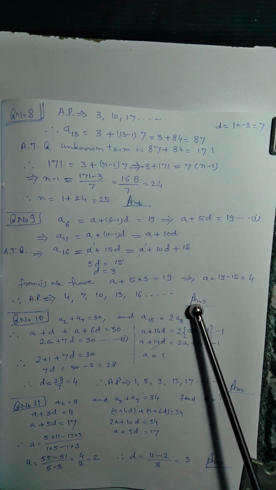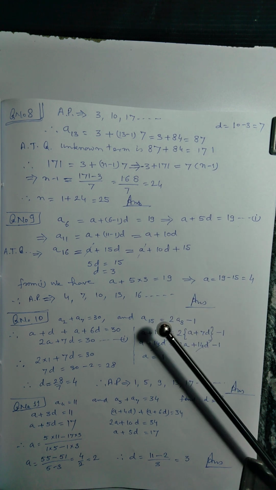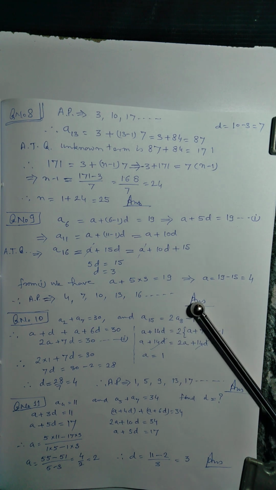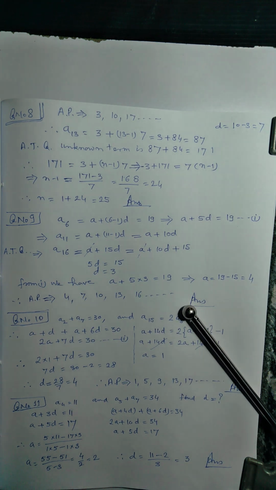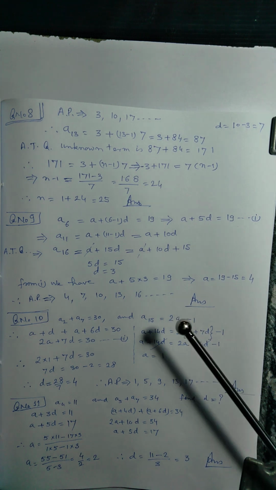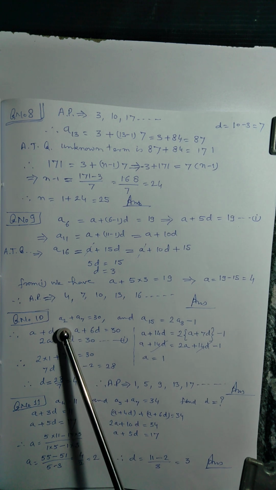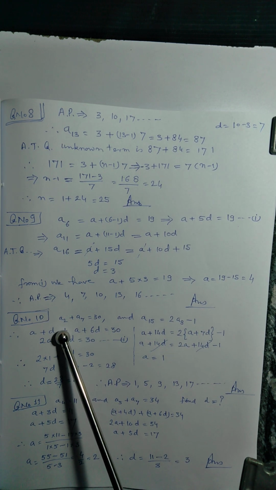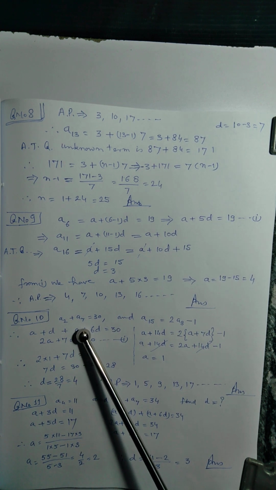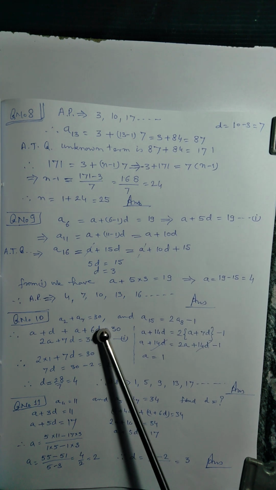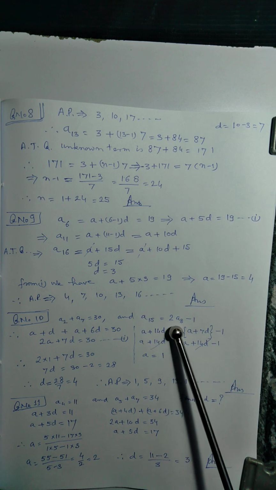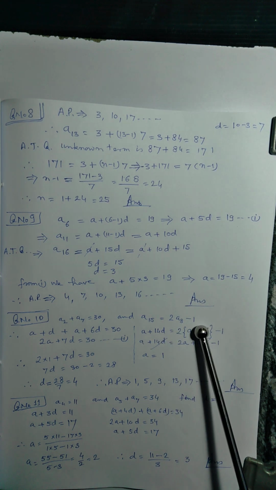Now proceed to the question number 10. The sum of the second and seventh term of an AP is 30, and if its 15th term is 1 less than twice the 8th term, find the AP. You see, the second term means A2 plus A7. The sum of the second term and the seventh term is given, that is equal to 30, and the 15th term is equal to twice the 8th term minus 1.